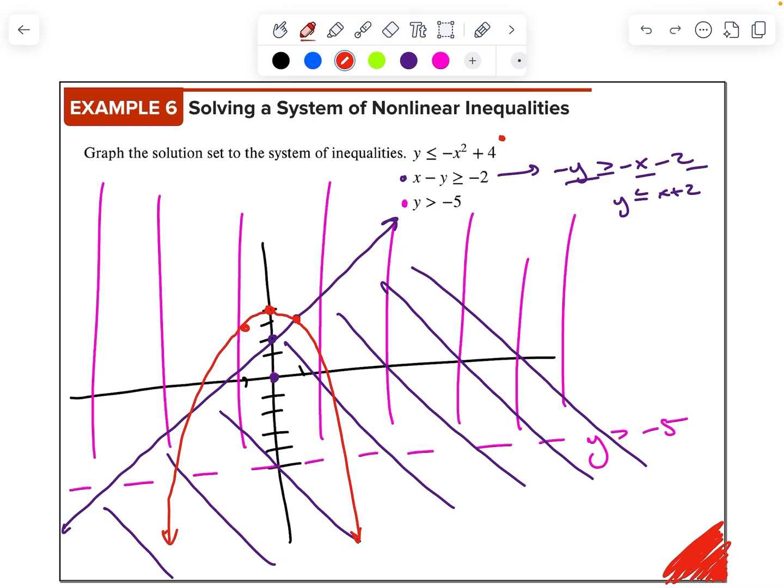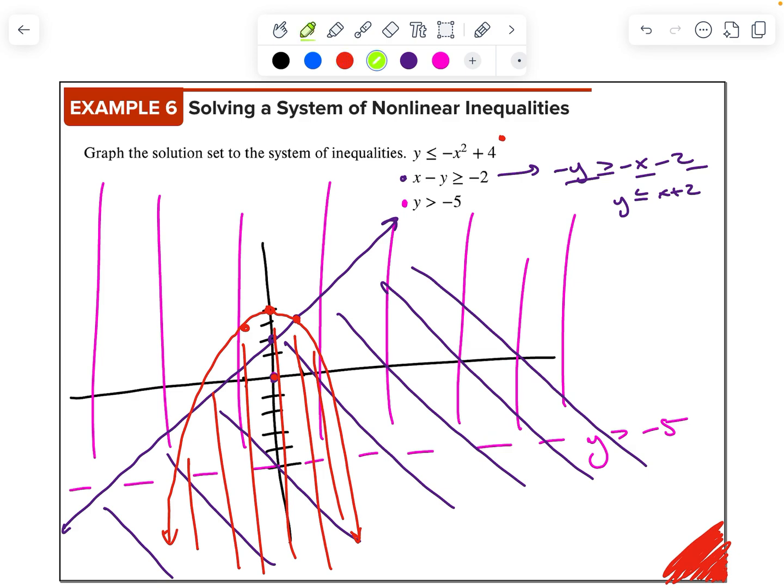And I'm going to test again the point 0, 0. When you test the point 0, 0, it does work. And so the red region, we're shading everything towards the dot, so everything down here. And now let's look for regions that are shaded both. Actually, it needs to be shaded in all 3. It needs to be shaded red and pink and purple.